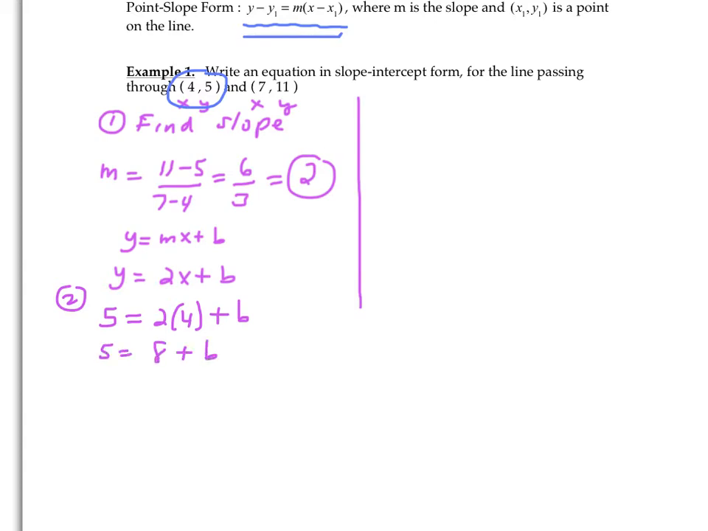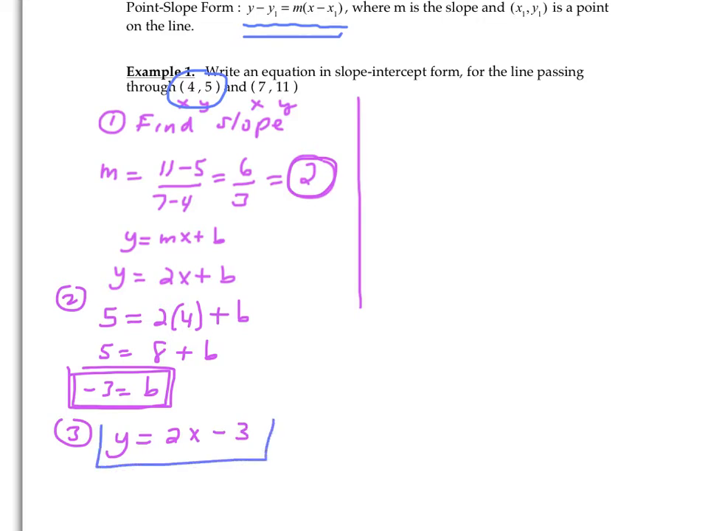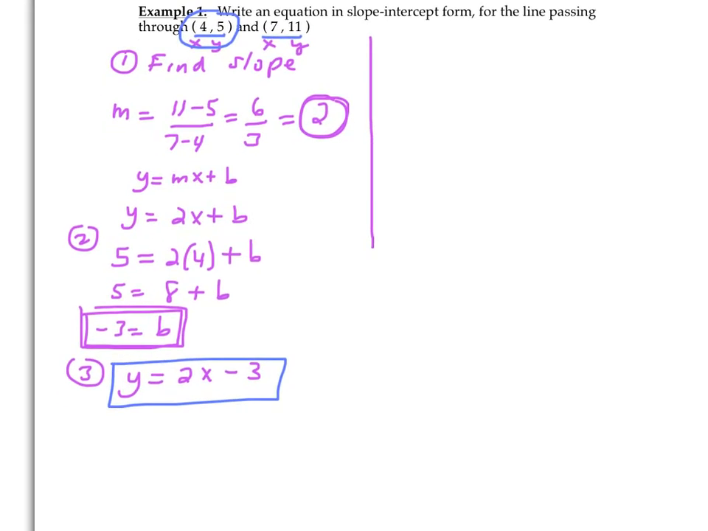So really this is step 2, where we're finding the y-intercept. Now we have 5 equals 8 plus b. Subtract 8 from both sides, and we get negative 3 equals b. This leads us to our final step. Write your final equation, putting 2 in for the slope, negative 3 in for the y-intercept, and we'll have our equation in slope-intercept form. So it's y equals 2x minus 3.